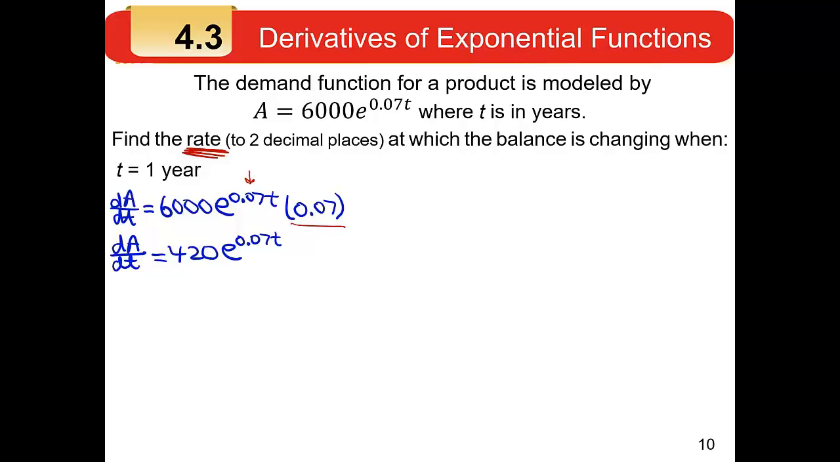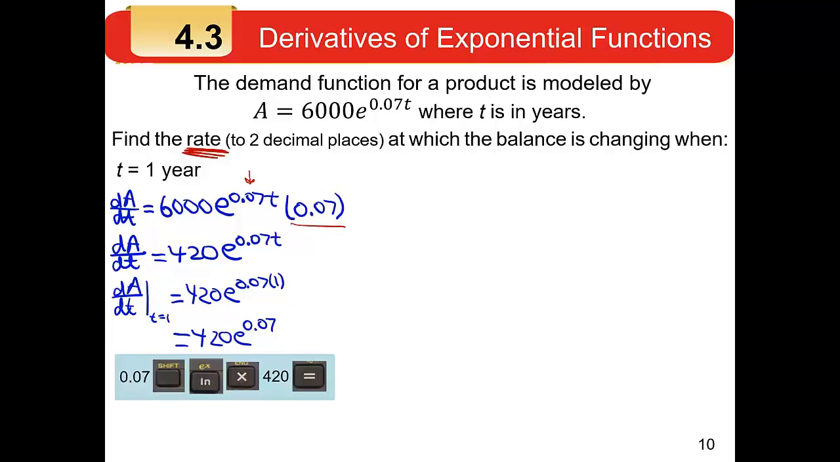They want to know the rate at 1 year, so you just plug a 1 in. Everywhere there's a t, there happens to be just one t. So you end up with 420 e to the 0.07. Again, this is the skill I've asked you to practice over and over again. I hope you're doing that.